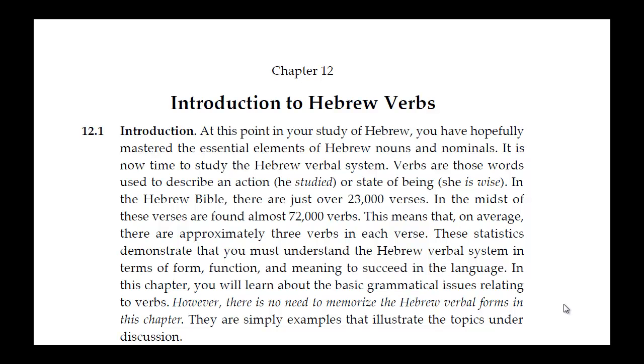Welcome to Chapter 12 on the Biblical Hebrew language. Today we're going to go into the introduction to Hebrew verbs.